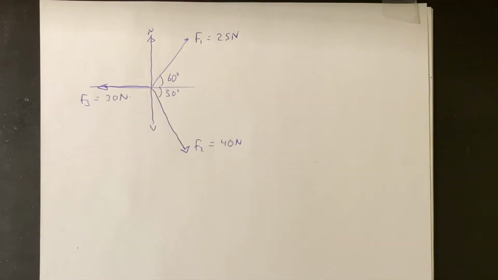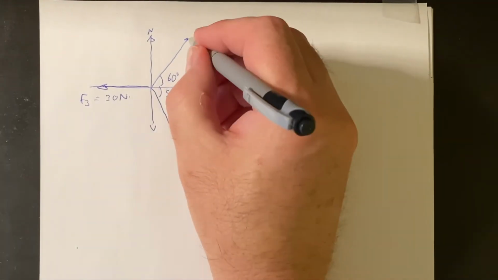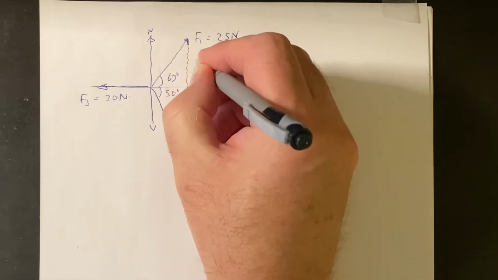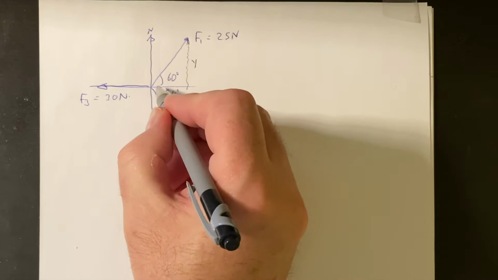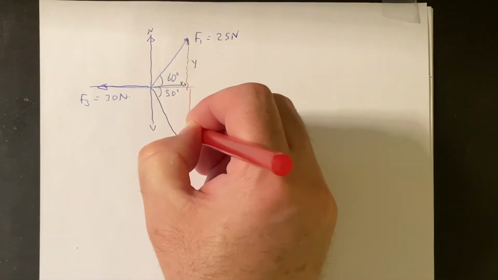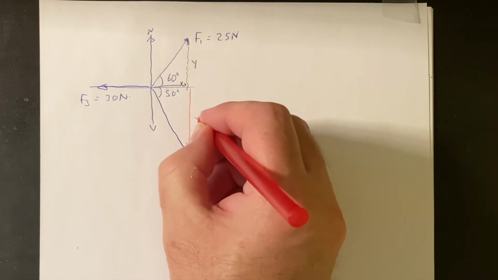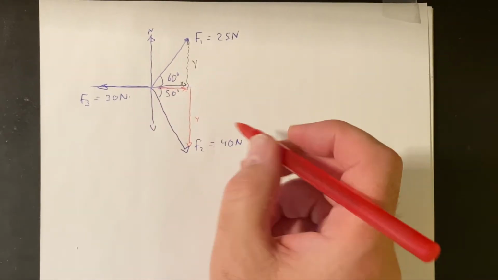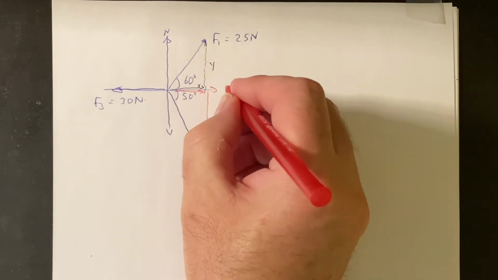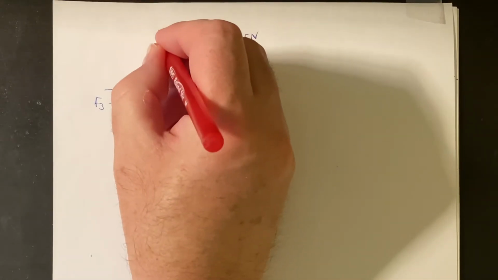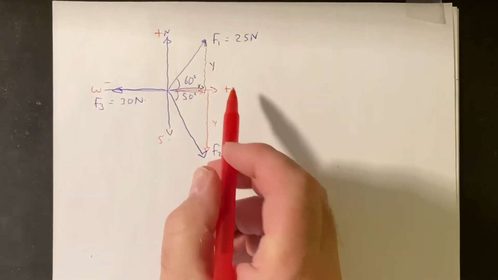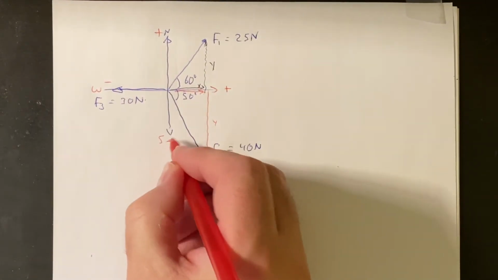The components are the legs of a triangle that we get from our vector. So here's the y component for F1, and F2 there. In a Cartesian coordinate system, east is positive. North will be positive, south will be negative, west will also be negative. Keep those signs in mind.